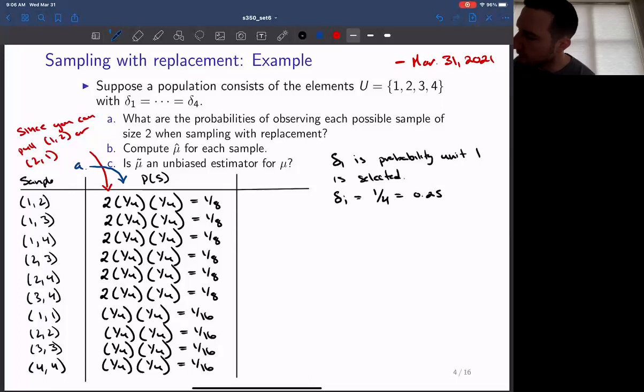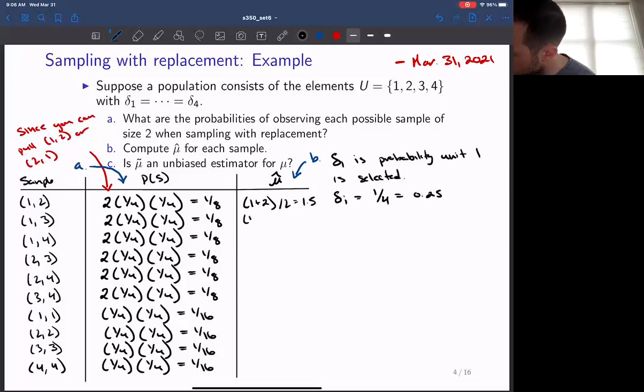Okay, so in part B, we want to compute mu hat for each sample. So that's going to be this column here. All right, this is a pretty straightforward calculation. We're basically just taking the elements and averaging them. So here we're going to have 1 plus 2 over 2, which is equal to 1.5, right? Here we're going to have 1 plus 3 over 2, which is equal to 2.